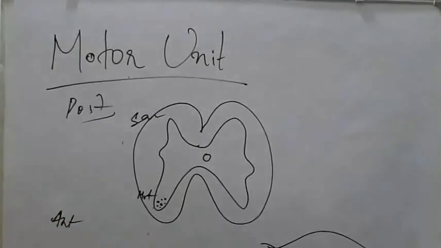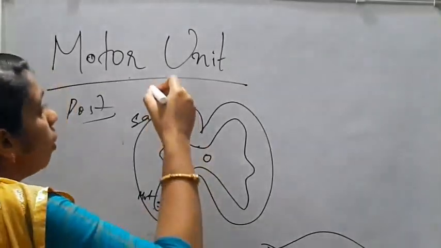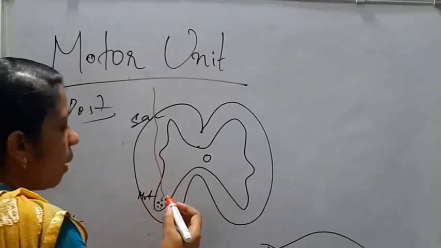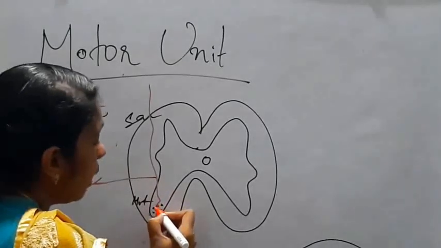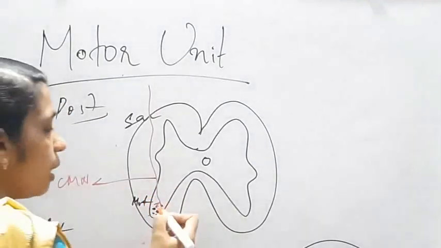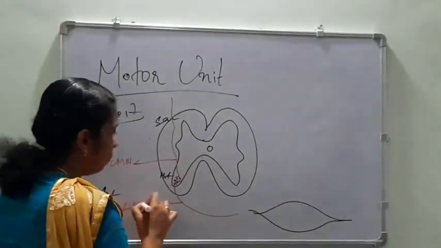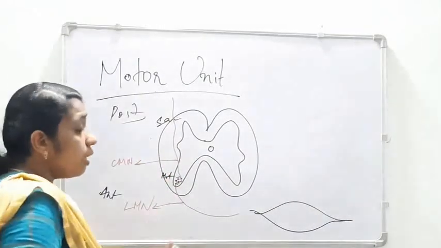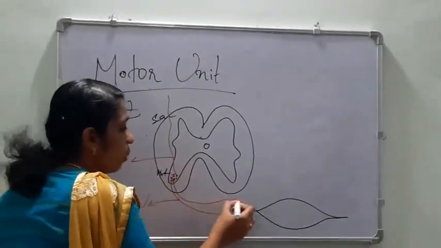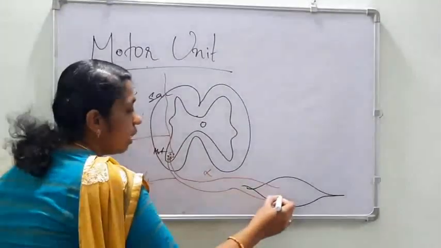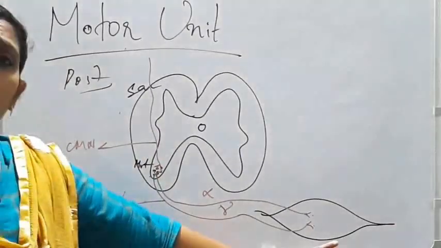There are two parts in a lower motor neuron. The first part is the alpha part and the second part is the gamma part. This pyramidal tract ends in the anterior horn cell. This forms the upper motor neuron, and here there is a synapse, from where the lower motor neuron arises. This lower motor neuron consists of two segments, the alpha segment and the gamma segment.